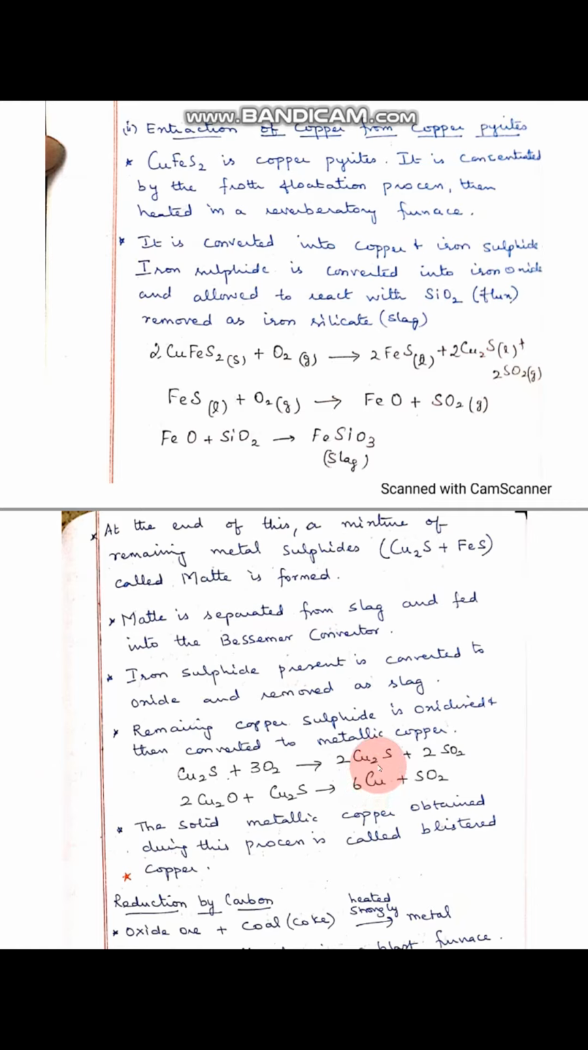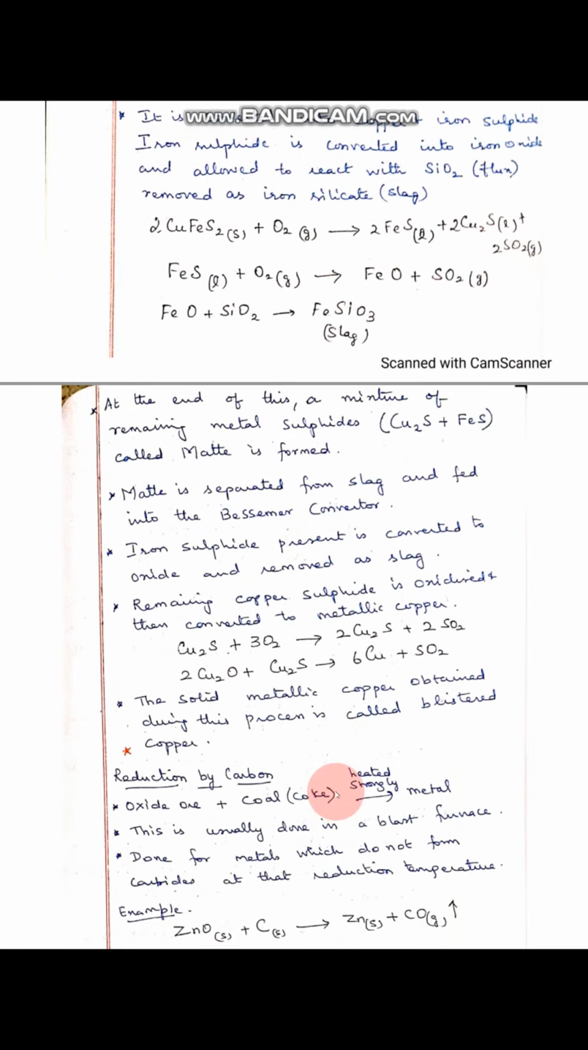There is a small mistake here. This is Cu2O. I have written Cu2S, please correct it. The solid metallic copper obtained during this process is called blistered copper. Why it is called blistered copper is that blisters appear on the solid copper, due to the evolution of sulfur dioxide. So you will get a solid metallic copper having blisters on it. The reason for the appearance of blisters is the evolution of SO2 gas. That's why it's called blistered copper. So kindly note here, the first equation should be 2Cu2O.